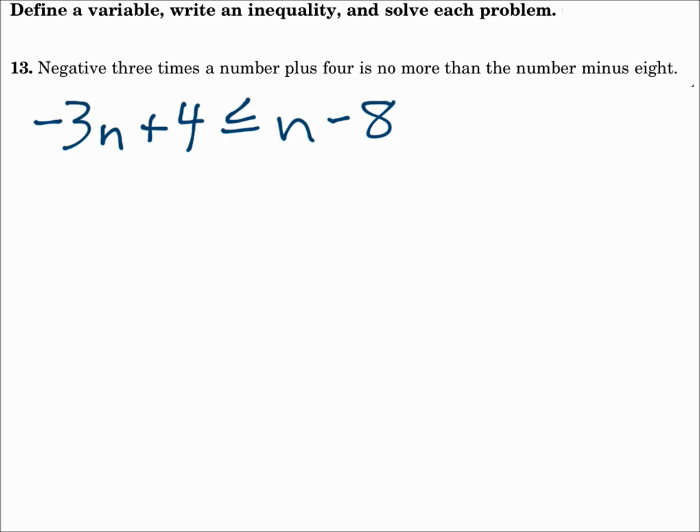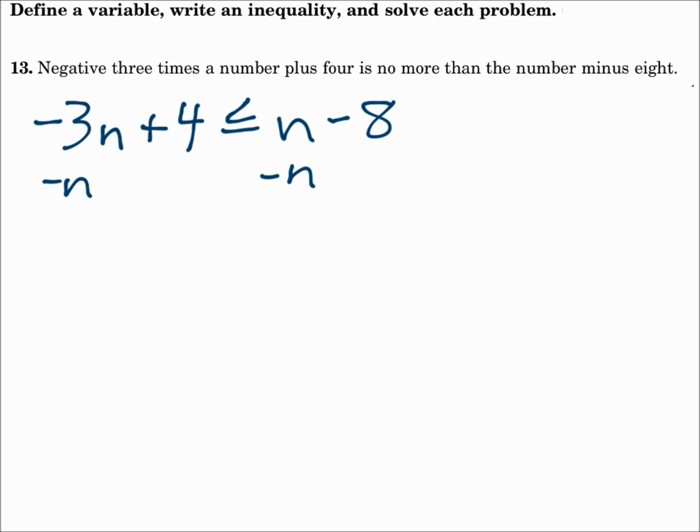There's nothing to distribute, no fractions to worry about. I can't combine any like terms. Now add or subtract. Since there's variables on both sides, let's move the variables first. Let's move the variables to the left. So I'll move the n to the left-hand side. It's a positive n, so we'll subtract it from both sides.